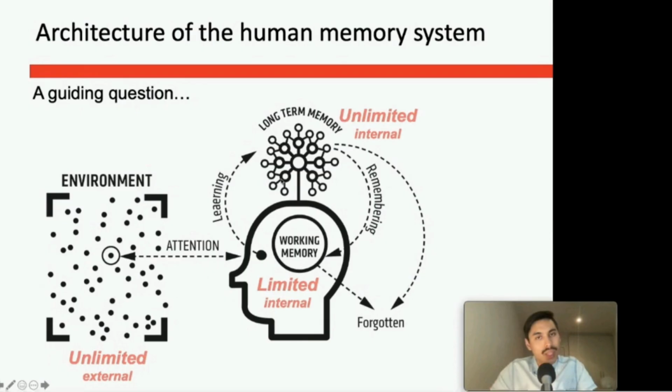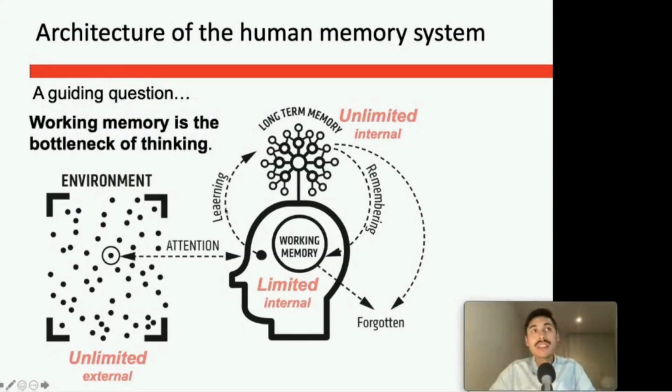Now, really the key insight of cognitive load theory, or one of the key insights, can be found by playing spot the difference here. So if we look at the environment, working memory, and long-term memory, which one is the odd one out? Hopefully you can see that the only one of these three things that is limited is working memory. And what this means is that working memory is the bottleneck of thinking. And it's a bottleneck for new information. It's not a bottleneck for all information, just new information. That's something that John Sweller really stresses.